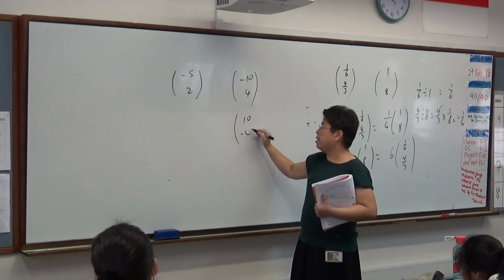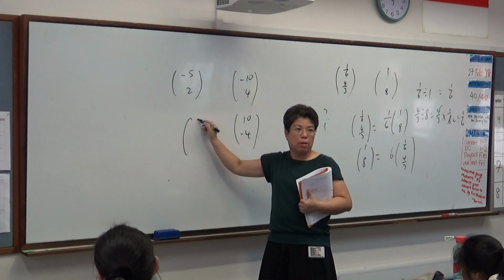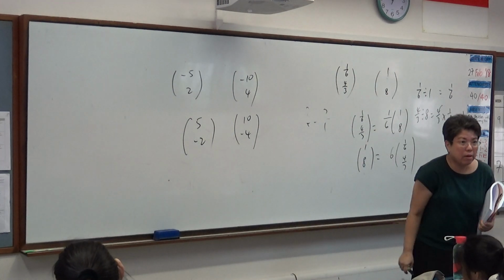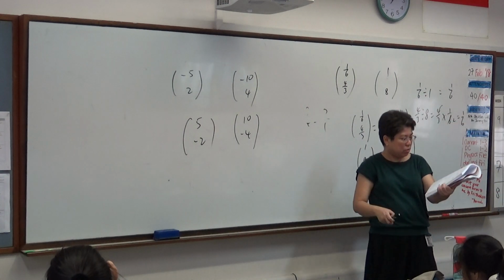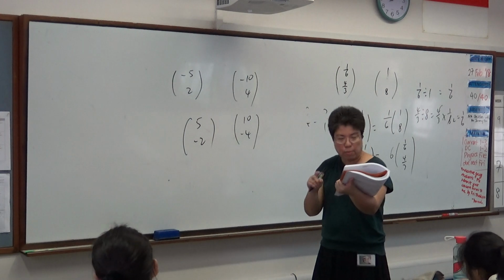What if I want something in the opposite direction? You can have 10, minus 4, right? The other direction times 2. Or you can also have what? 5, negative 2, right? So it will be direction 1 time. Everybody okay? Can or cannot? So there are many answers to this. Everybody clear? Okay, now I want to look at practice now 12 at the bottom, page 196.